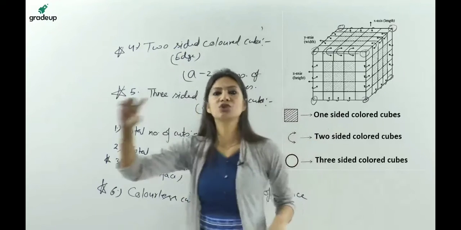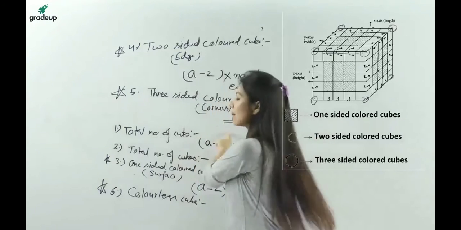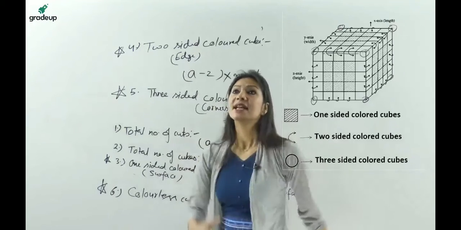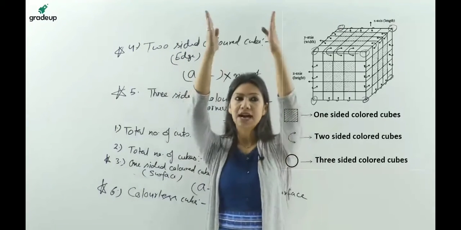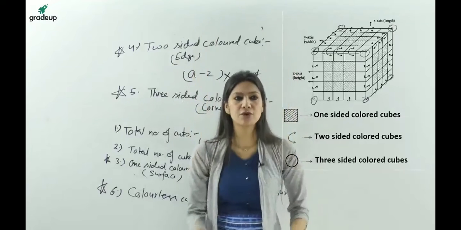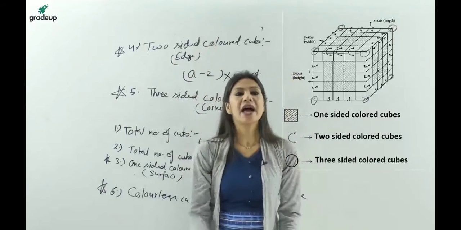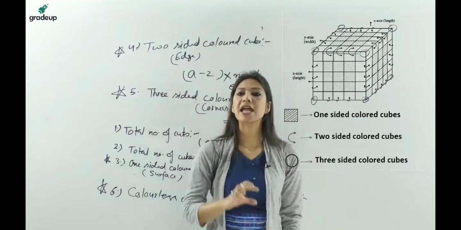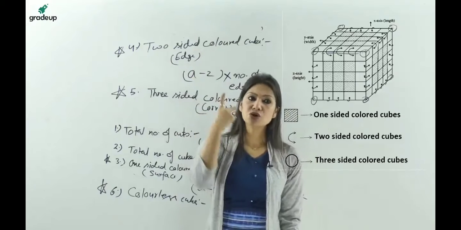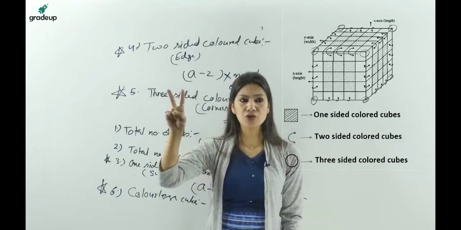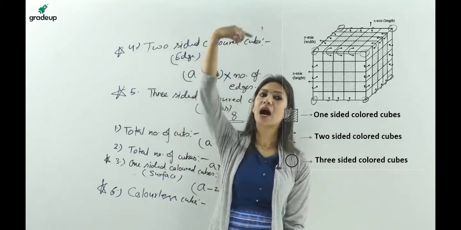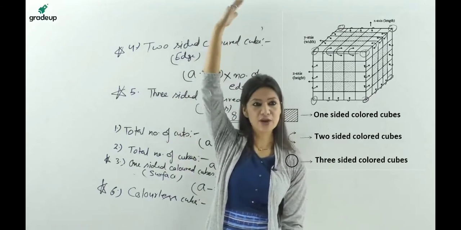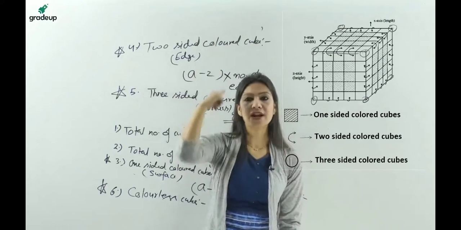So A minus 2 I am having in the x-axis, A minus 2 in the y-axis. Now I am having this height too, right? So from the top to the bottom floor overall, I am having A parts, A cubes. But two of those are of no use: the one in contact with this surface, and the upper one in contact with the upper wall. So I need to subtract 2 once again.